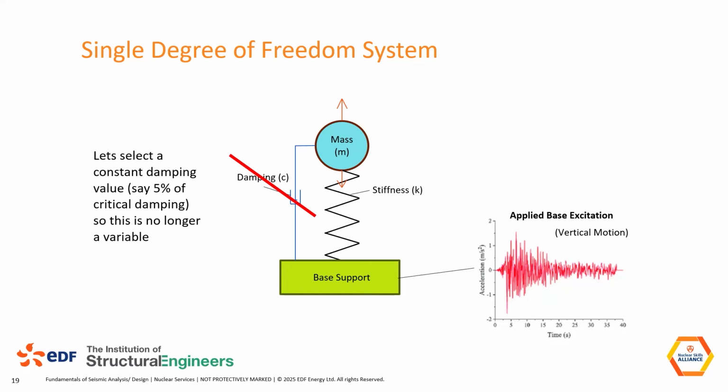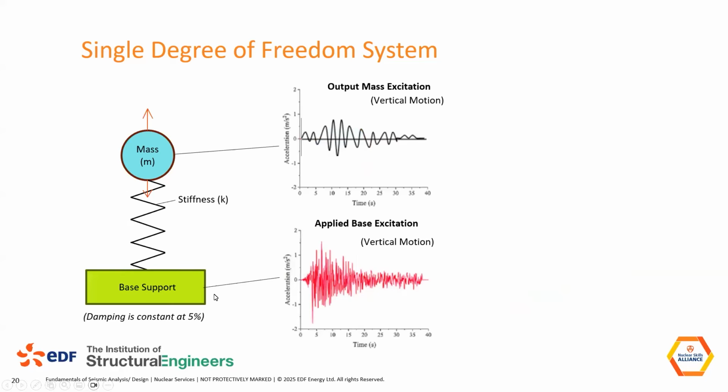Because the response spectra is the response, it has to consider the properties of the system, and one of the properties is damping. So we're going to set the damping to 5% in this example, and we don't need to consider it anymore. And we have this extremely easier system now. So we have a base support. It has an input motion. There's a mass which is going to move, can only move vertically, and there's a stiffness between the two, and the damping is constant. So we don't need to consider it here.